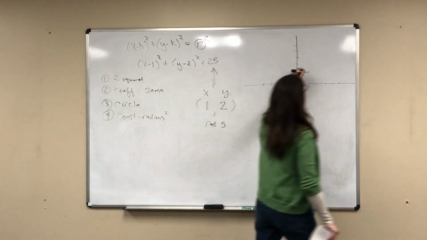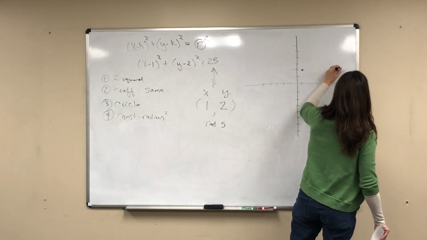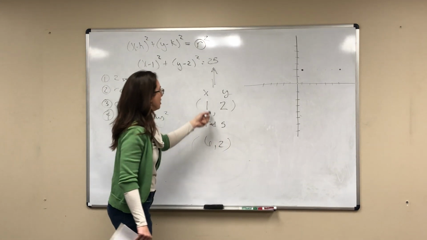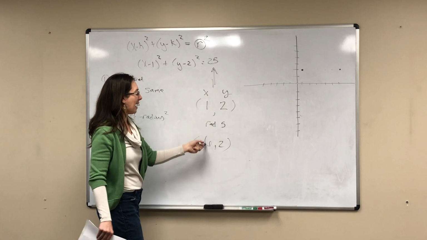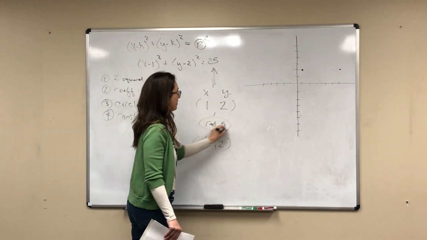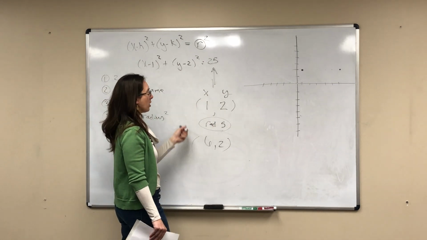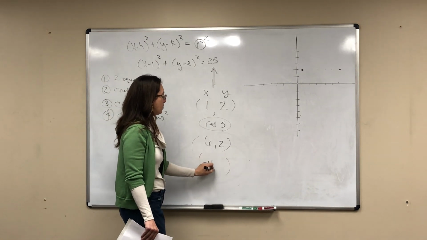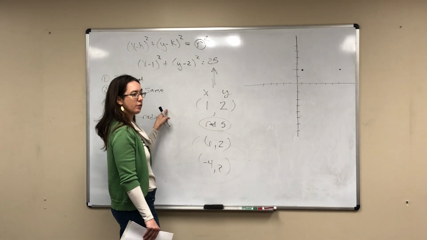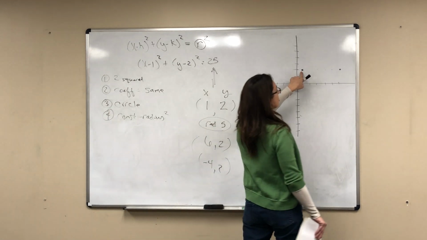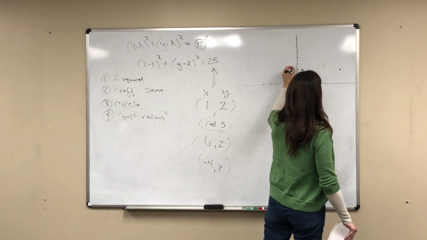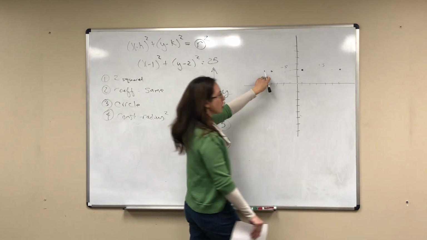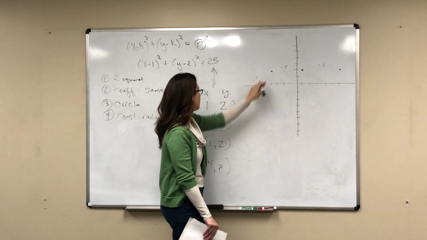6, 2. Okay. Perfect. 6, 2 would work. So if I keep my y the same, I would add 5, right? Because my radius is 5. What would be the one on the other side? Negative 4, 2. So I'm subtracting 5 now from my center. So I'm starting at my center, and I would add 5 for my radius here. I would subtract 5 to go backwards, right?